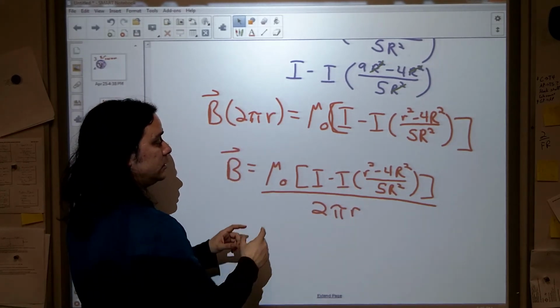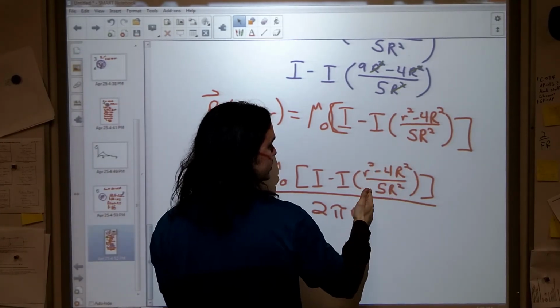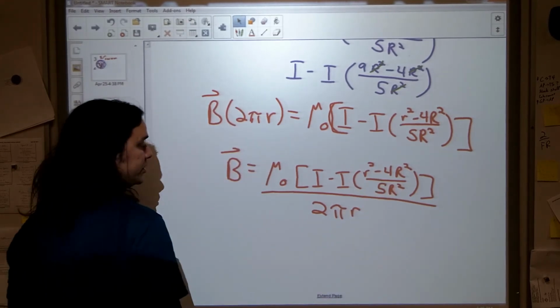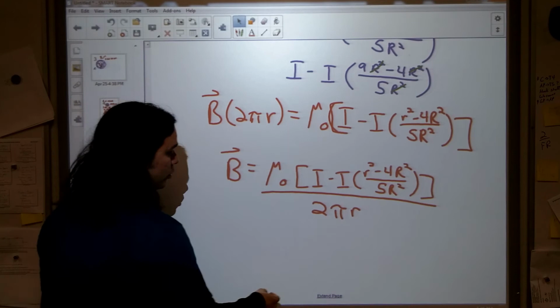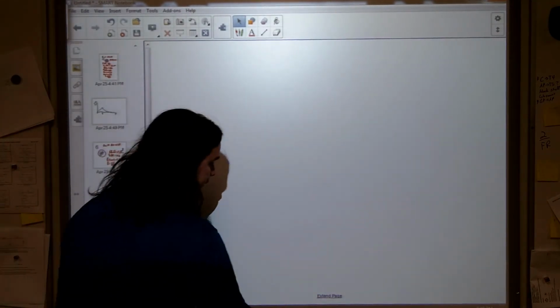If we check it at little r goes to 3R, then this becomes 9R squared, and as we saw before, this becomes 1, and we have I minus I. We end up with 0 net current enclosed, and we will therefore end up with a magnetic field of 0. And that actually gets us set up for our very final one.